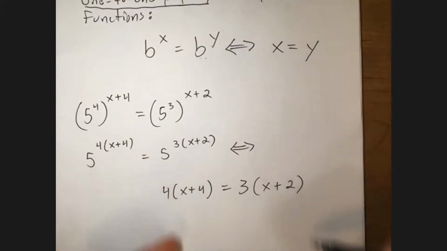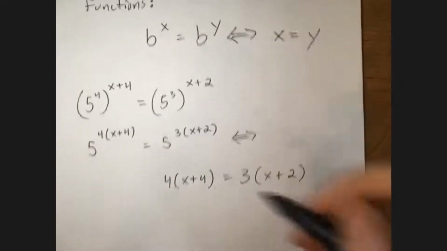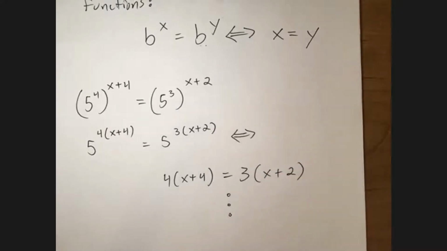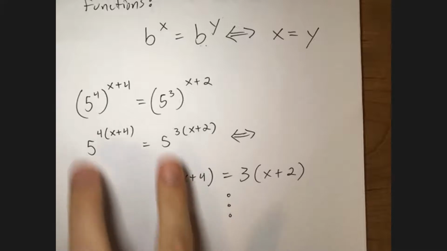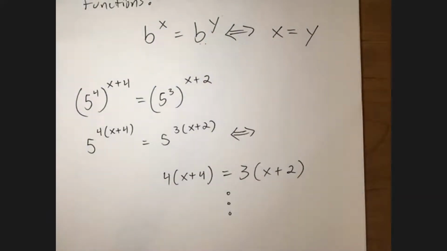And I think you can solve this the rest of the way. Right? So you can take it from here. Because now we've just got it down to a simple algebra problem. So that's how you do a problem like this. You've got to get the bases to be the same. And then once you do, you can use the one-to-one property.